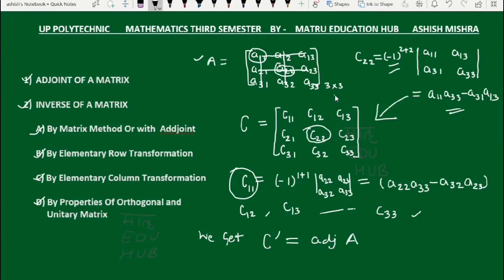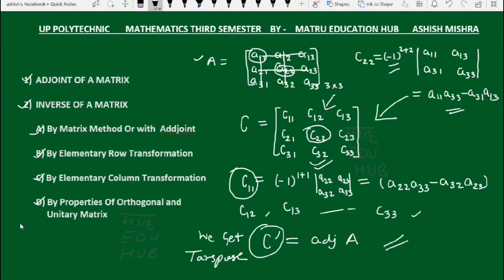We put all the cofactor values C11, C12, C13 and so on here and find C dash, that is the transpose, as we discussed in an earlier video. The transpose C dash is known as adjoint A. Very easy. Okay. Now second, inverse of a matrix.